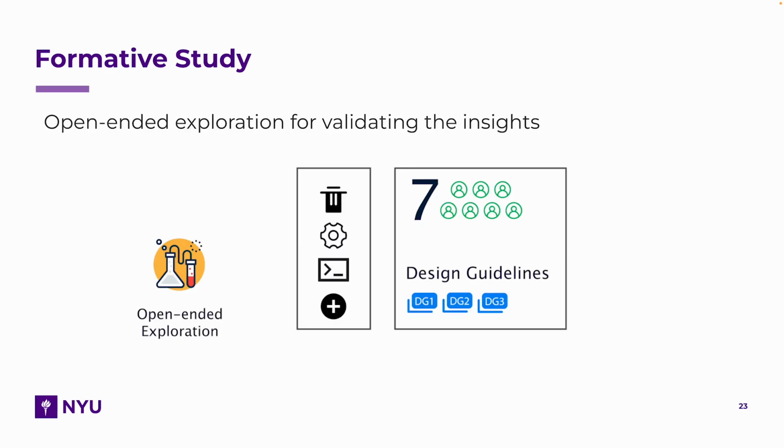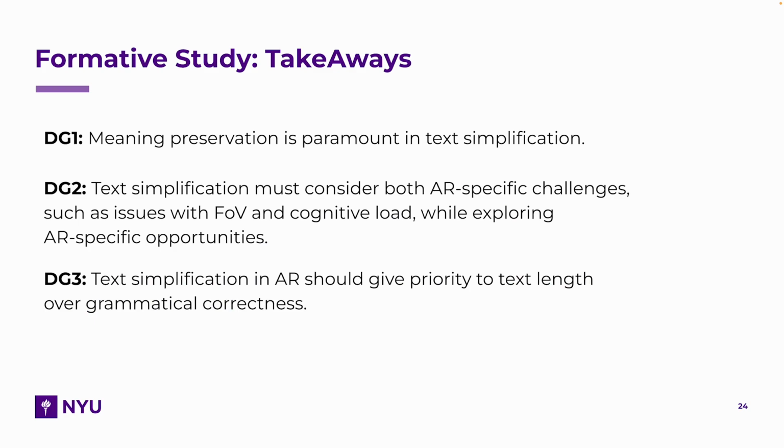We further conducted an open-ended exploration with 7 participants to validate the insights obtained from the expert interview. Based on the feedback from the expert interview and the open-ended exploration, we compiled 3 design guidelines to support our system design. The first guideline is that meaning preservation is paramount in text simplification. We cannot lose any important information in the text.